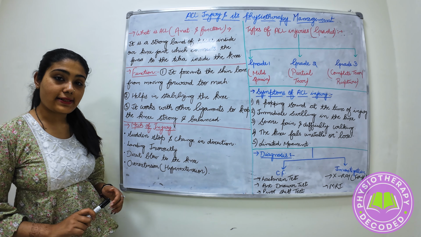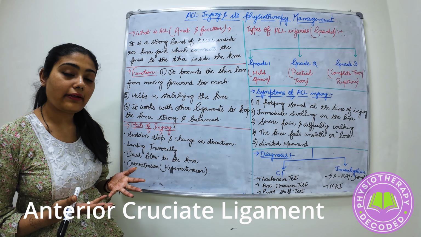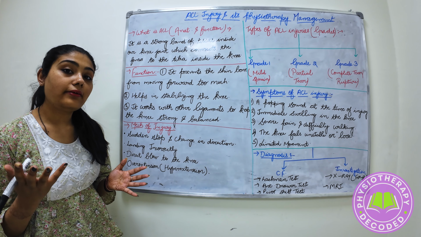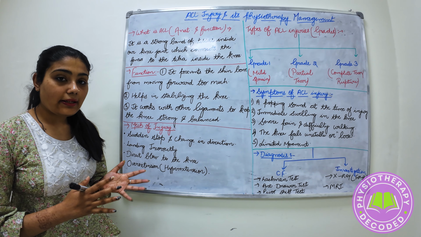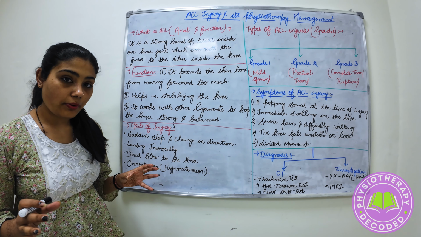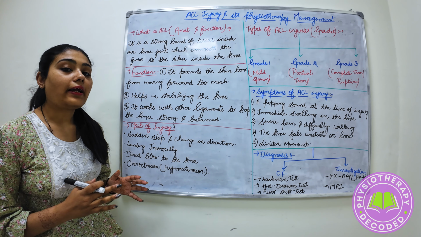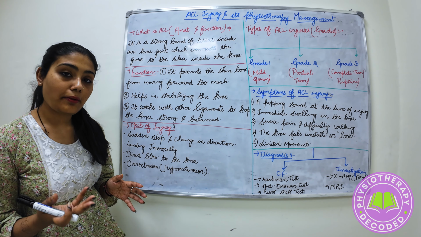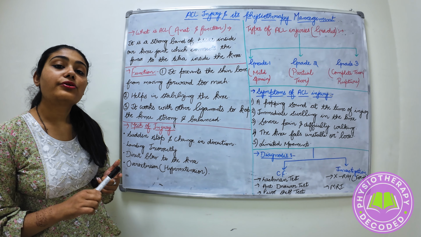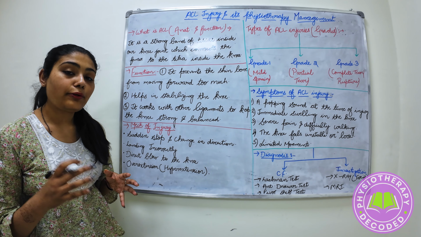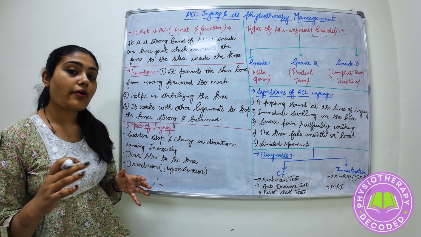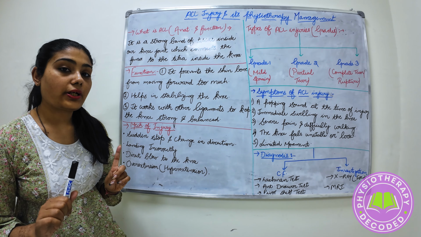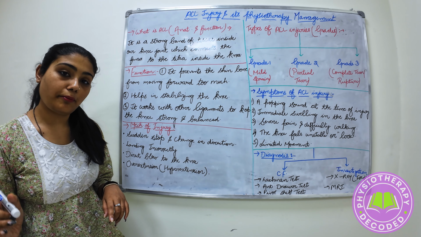So what is ACL? ACL stands for Anterior Cruciate Ligament. It is a strong band of tissue inside the knee joint. The anterior cruciate ligament is like a rope, a strong band of tissue that connects the thigh bone, that is the femur, to the shin bone, that is the tibia, inside the knee joint. The function of a ligament is to connect bone to bone, and the function of a tendon is to connect muscle to bone. So, here the anterior cruciate ligament connects the femur to the tibia.